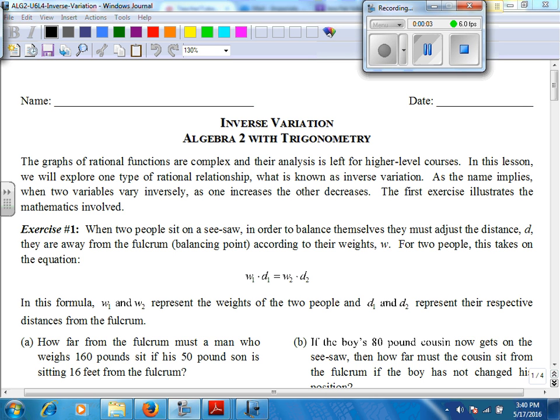Today we're going to talk about inverse variation. You guys have done direct variation in Algebra 1, which is just when you set up a proportion and cross multiply and solve. Inverse variation is going to be a little different.